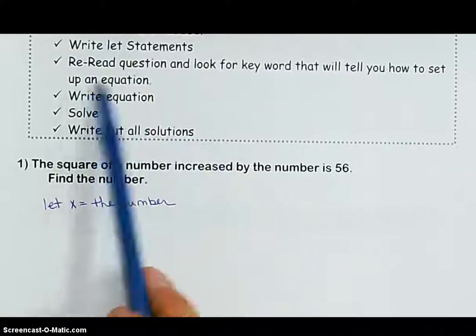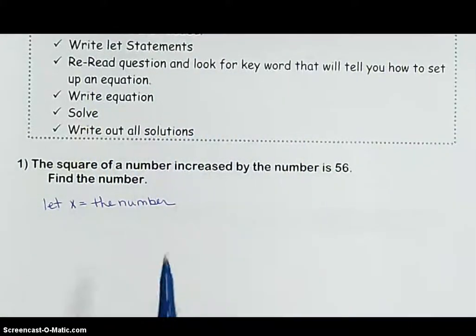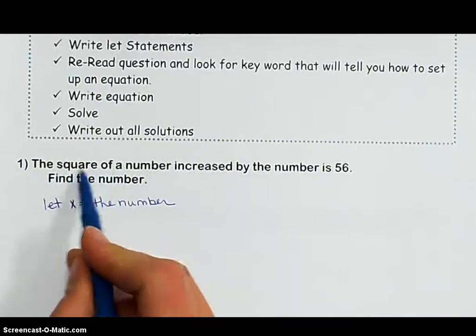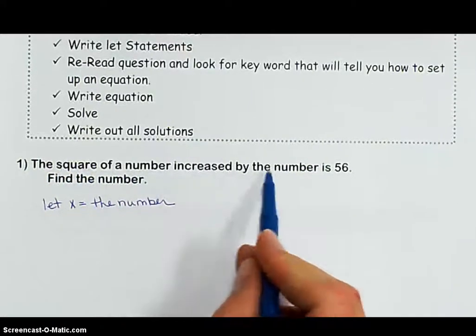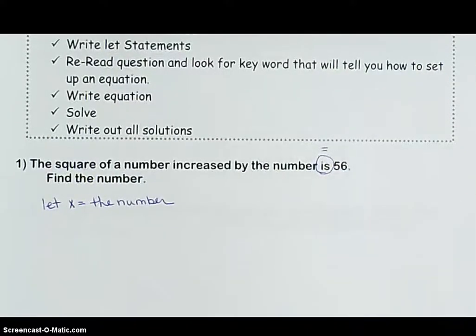So I'm going to say let x equal the number. Okay, so now let's reread the question, look for some key words that are going to help us set up the equation. So the square of a number, so the square of the number, increased by the number, the word is, that means equals 56.